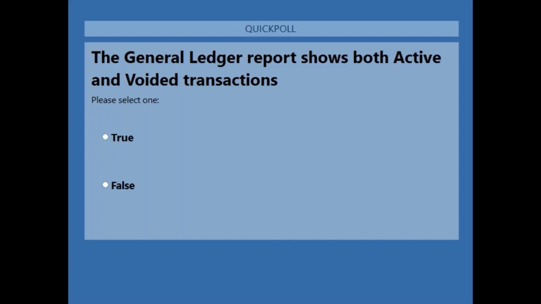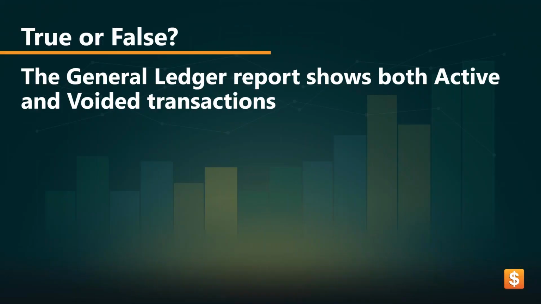So I'm going to launch the question now, and you guys will be able to respond to what you think the answer is. Go ahead and answer, either true or false. The general ledger report shows both active and voided transactions. I'm going to give everybody just a moment or two to submit their answer. Looks like about half of us have voted. I'll give you just another second or two. Okay, doesn't look like we have any other responders. That's okay though. Go ahead and close this out.